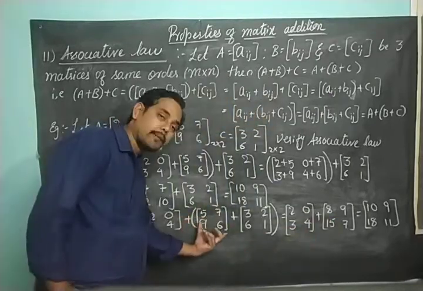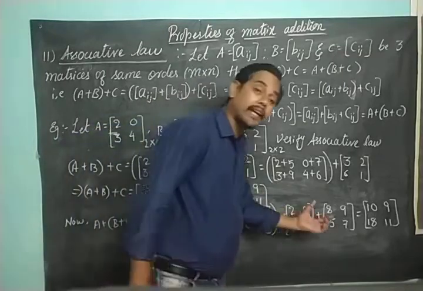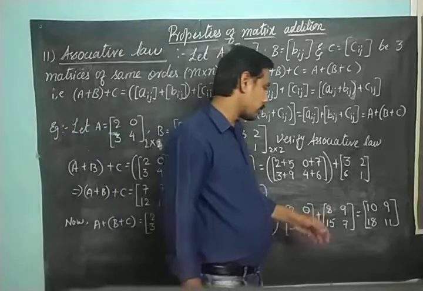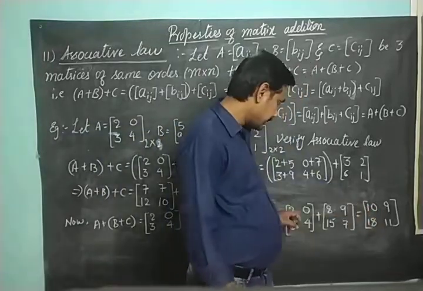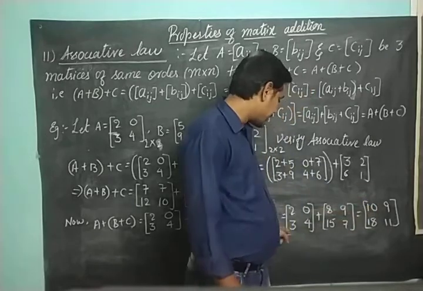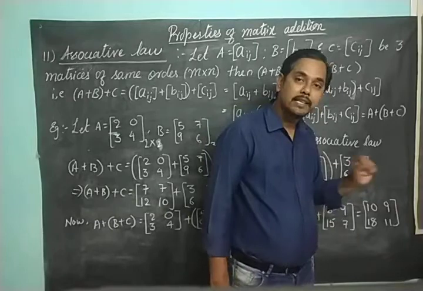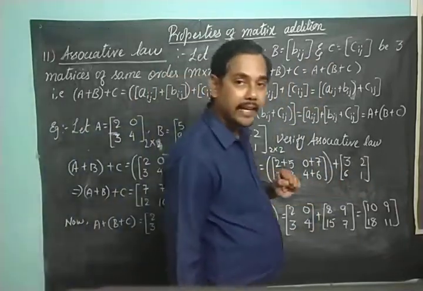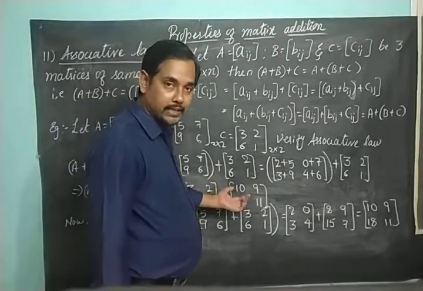If I add the matrices inside the bracket, what will I get? 8, 9, 15 and 7. Now if I add these two matrices, what will I get? 2 plus 8 is 10, 0 plus 9 is 9, 3 plus 15 is 18, then 4 plus 7 is 11. So what do you get here? 10, 9, 18 and 11. So is that not equal to the LHS part?